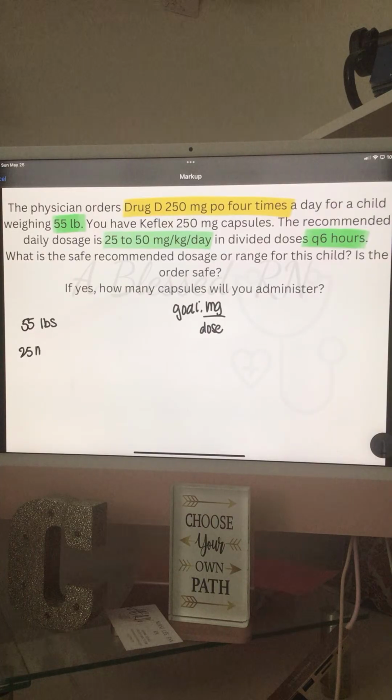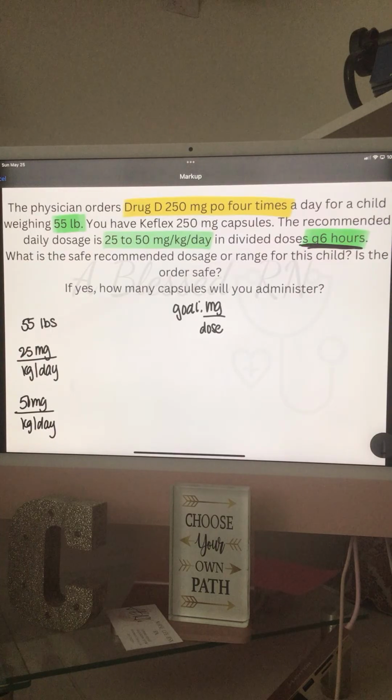25 is the least. 50 is the most. And then we're also going to need how many doses are in the day. If there are 24 hours in a day and we give a dose every 6 hours, then how many doses are in your day?